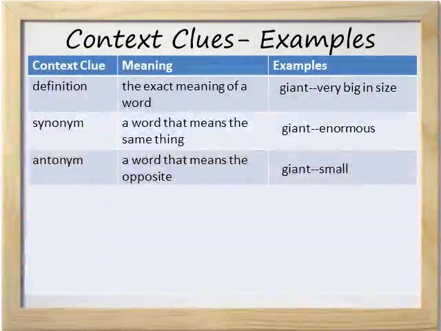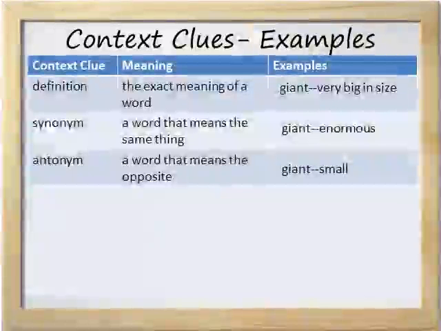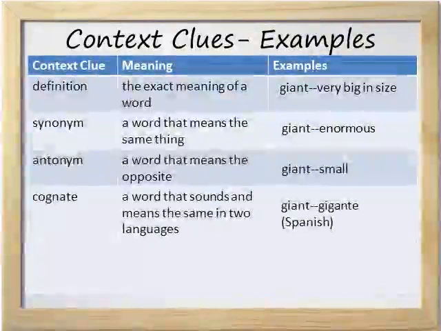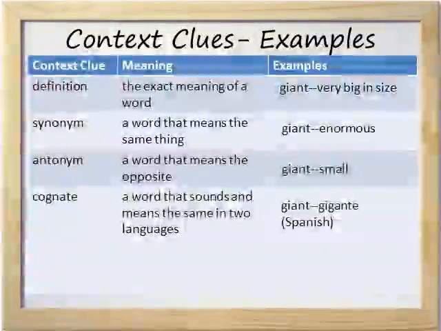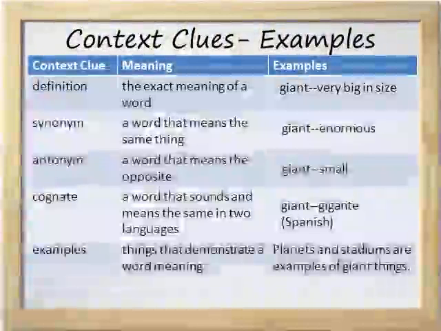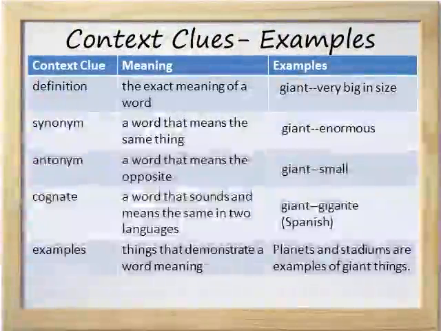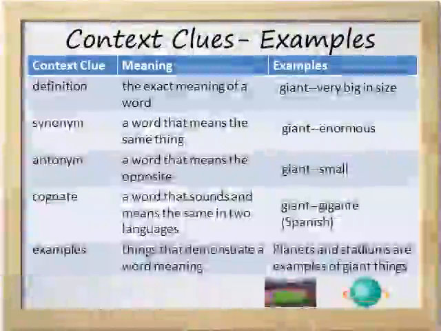Antonym. Remember that an antonym is a word that means the opposite. So an antonym of giant is small. Cognate. Remember that cognates are words that sound and mean the same thing in 2 languages. So for example, giant in English is a cognate of gigante in Spanish. They sound similar and they mean the same thing. And finally, examples. Things that demonstrate a word meaning. Planets and stadiums are examples of giant things.